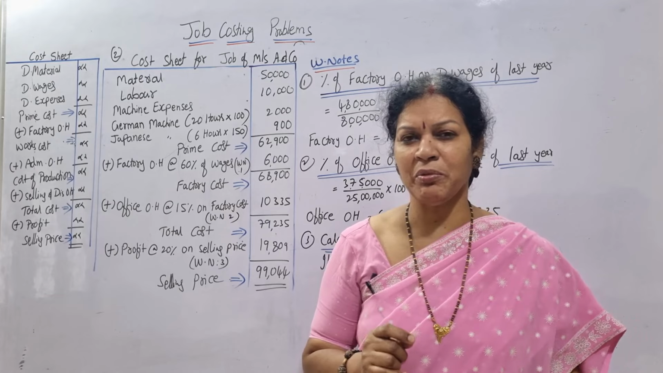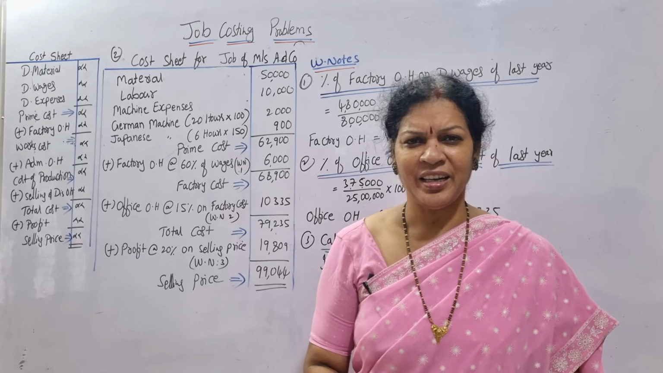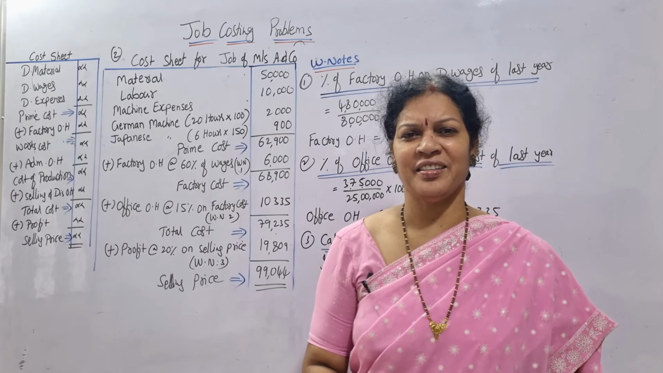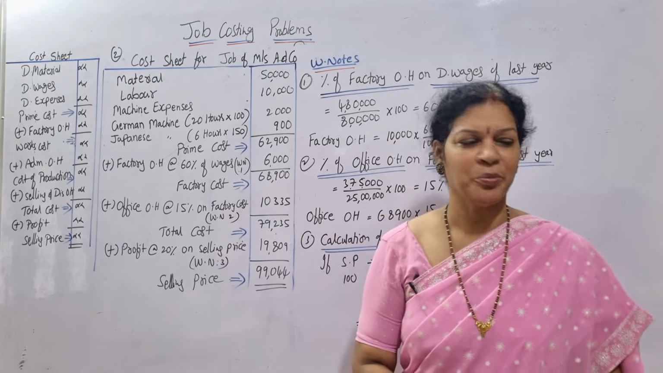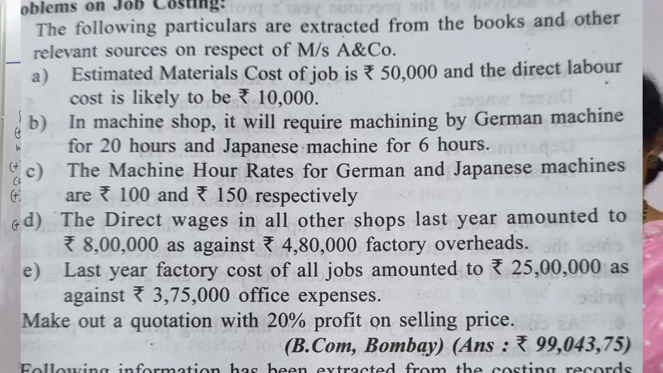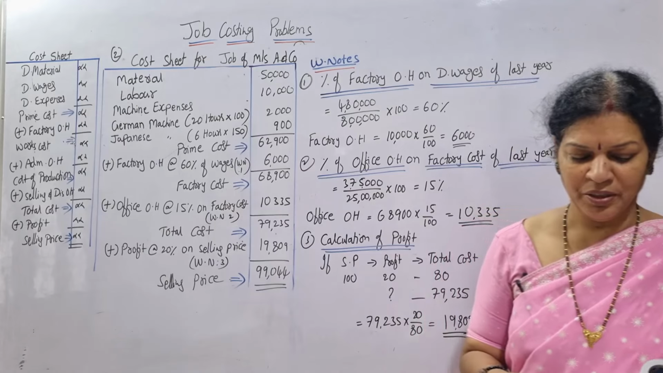Job costing. Today we'll work out one important problem. Very important and easily you can understand. Important but it is not tough. The problem is given on the desktop. You can take a screenshot or note down. This is taken from R.P. Trivedi, author, Pankaj Publications. First problem.